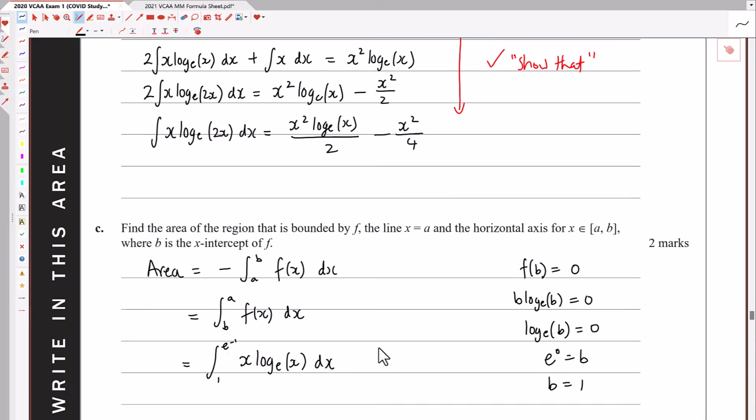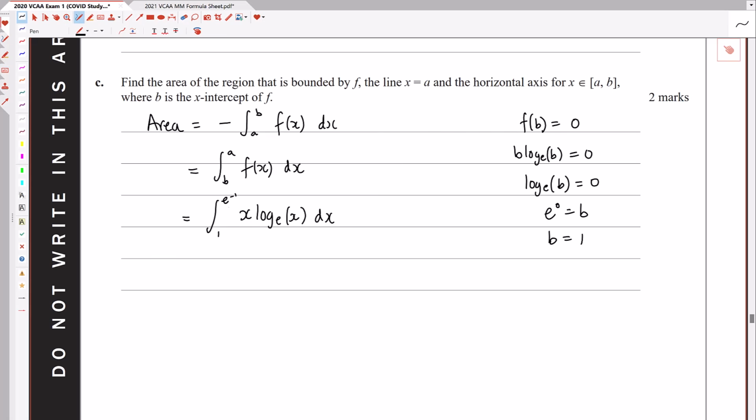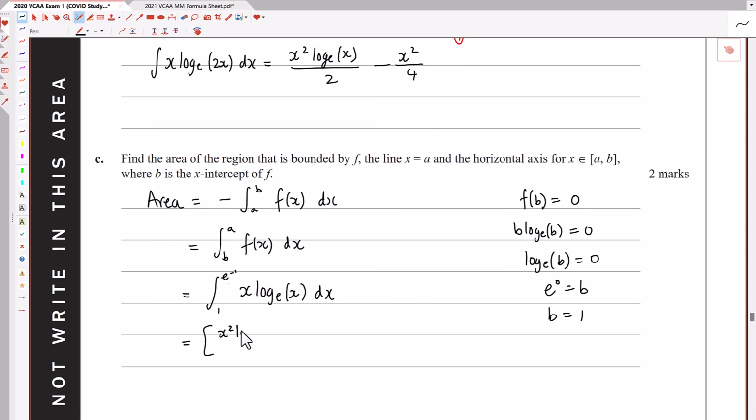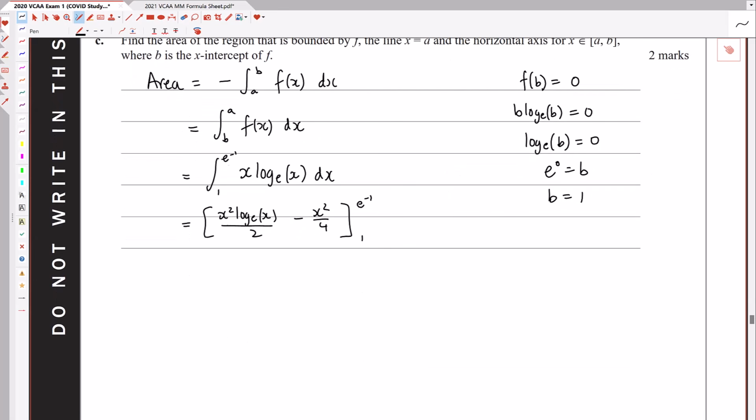Now in part B, we've just shown what the antiderivative of x log e of x is, so we want to use that. The antiderivative is x squared log e of x on 2 minus x squared on 4, from 1 to e to the negative 1. Let's substitute. So it's going to be e to the negative 2 log e of e to the negative 1 over 2, take away e to the negative 2 on 4, minus 1 times log e of 1 over 2 minus 1 on 4.